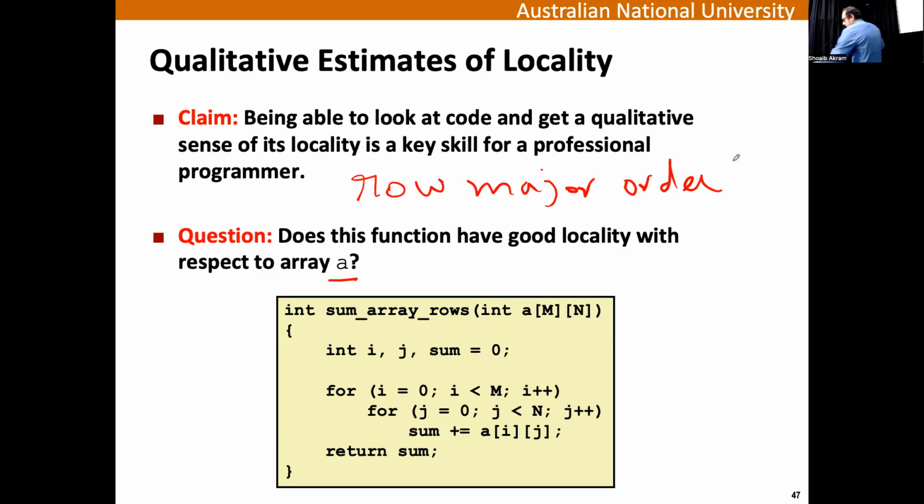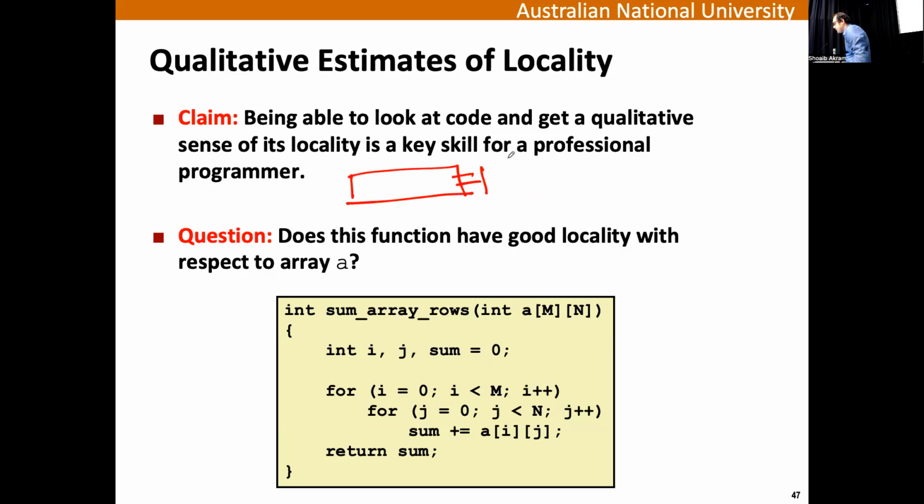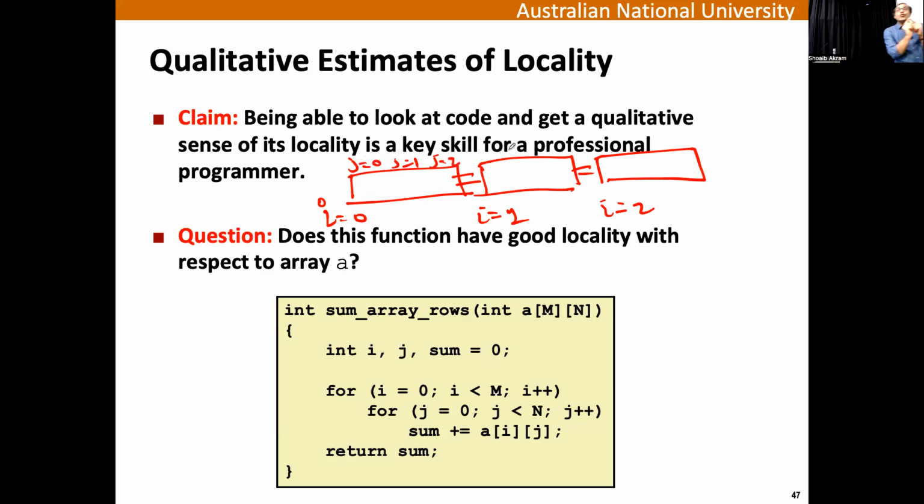So if I have an array and the rows are placed next to each other, I'm just going to put this in the middle to show different rows. And the index for the row is i equals 0, i equals 1, i equals 2, and the column index is j equals 0, j equals 1, j equals 2. If this is how your two-dimensional array is placed in memory, does the array have good spatial locality here?